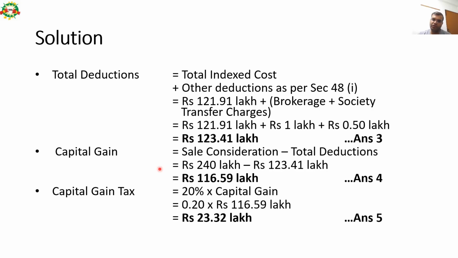So capital gain is equal to sale consideration minus total deduction. 240 lakh is the sale consideration given in the question. The total deduction we have calculated here. So that means the taxable capital gain is equal to 116.51. Since the assessee is an individual, as given in the question, 20% of this taxable capital gain is the capital gain tax liability of the assessee, which is equal to 23.32 lakhs.